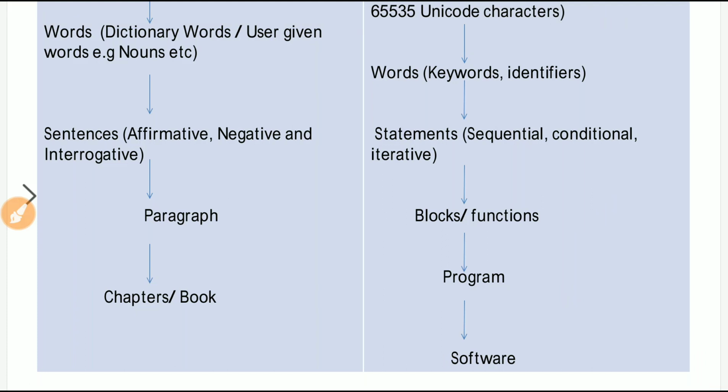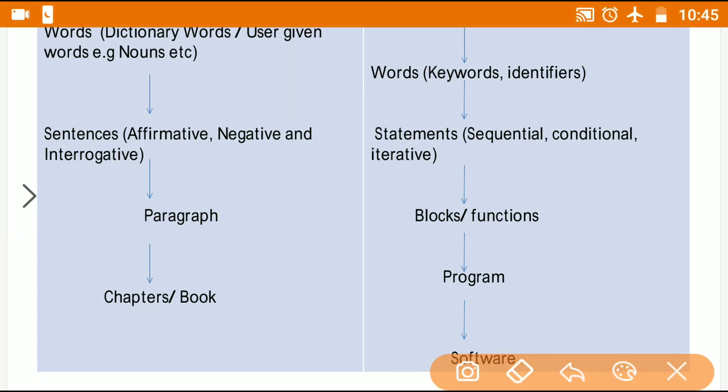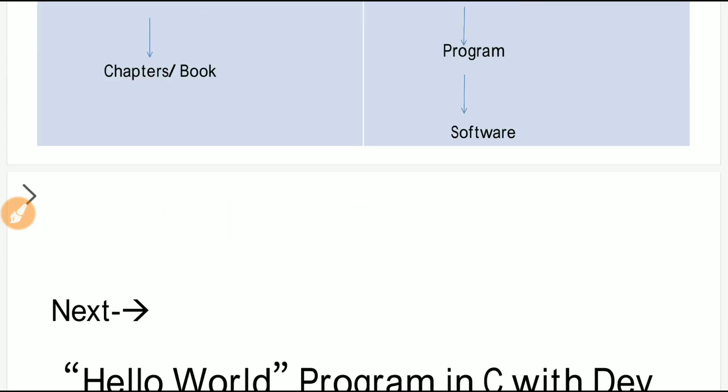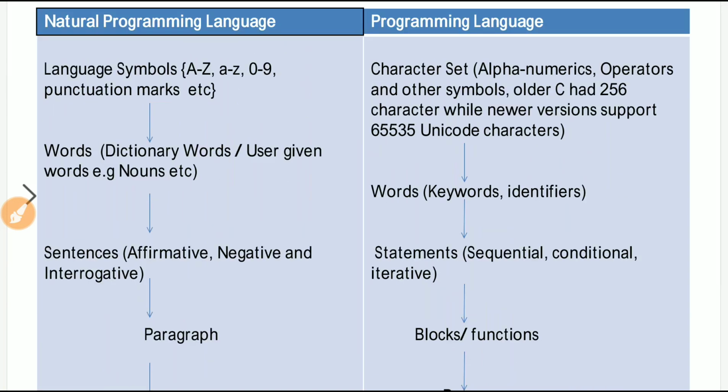A program is just a collection of one or more functions in C, because C is a function-oriented programming language. Once you have learned how to write small programs, then you can make full-fledged software, which is just a collection of multiple lines. So you can see that learning a natural language and learning a programming language like C are quite analogous. These two are very similar. If you understand the right process, then you can easily learn C.